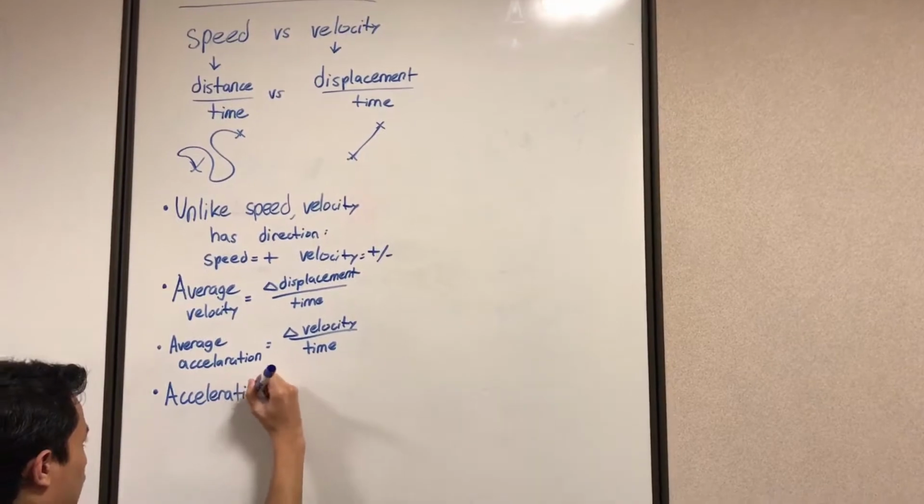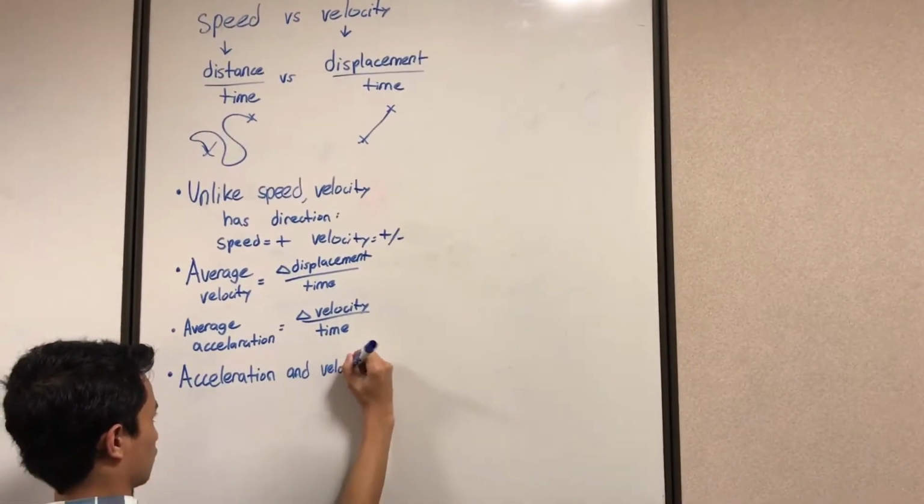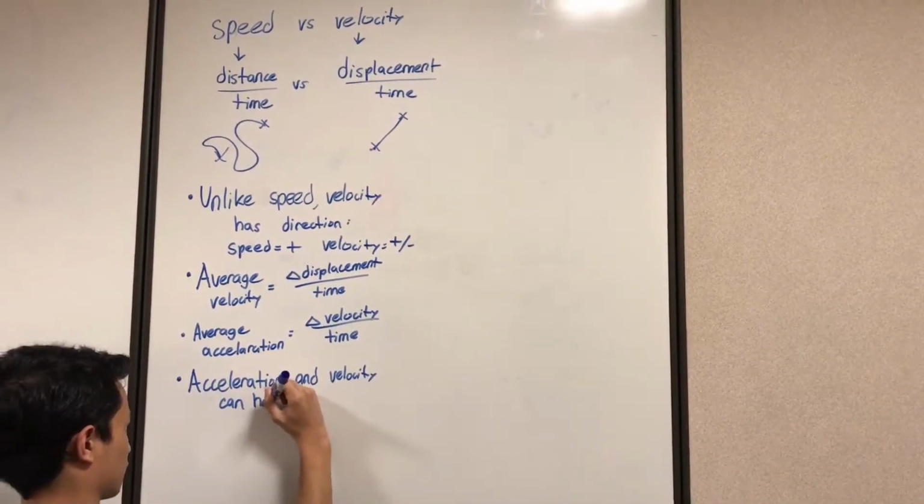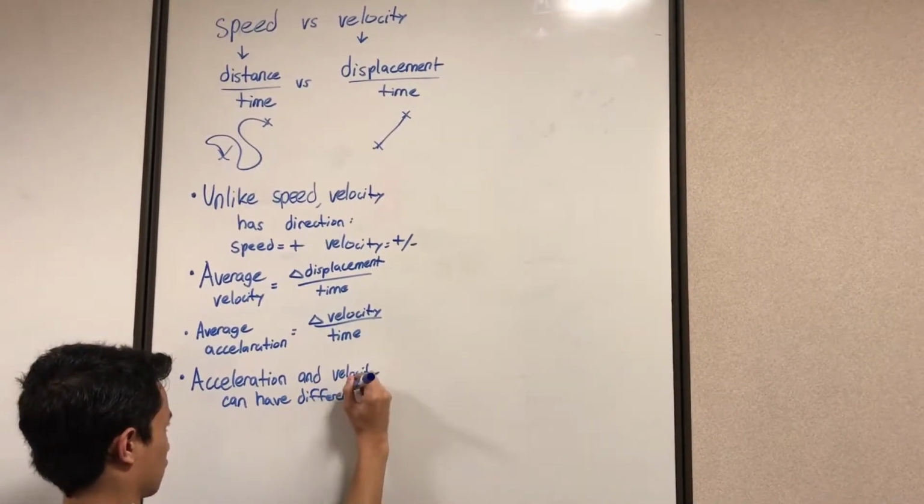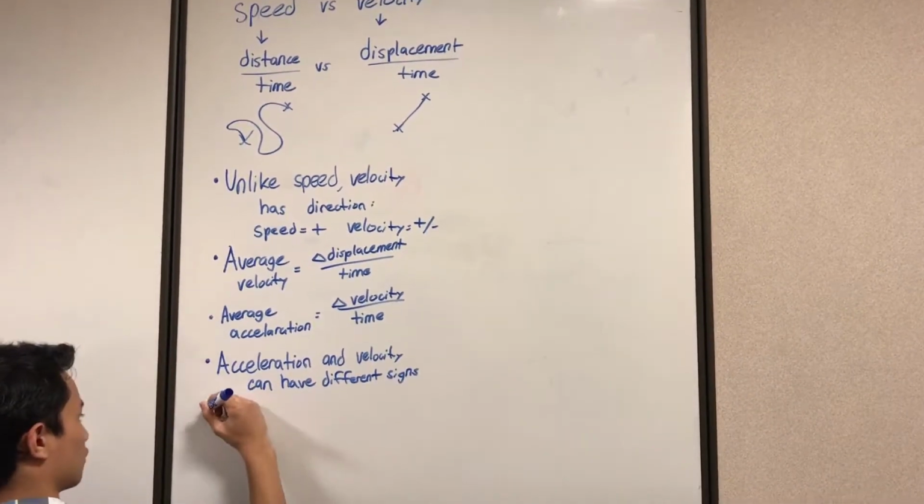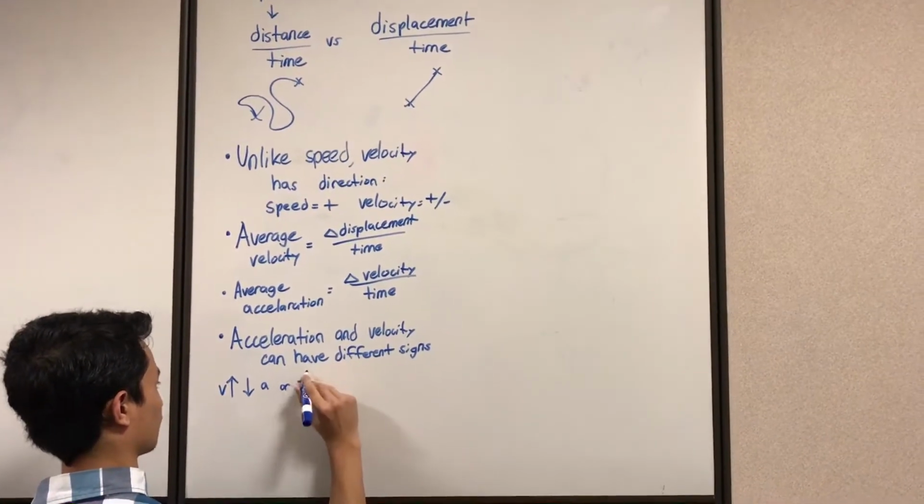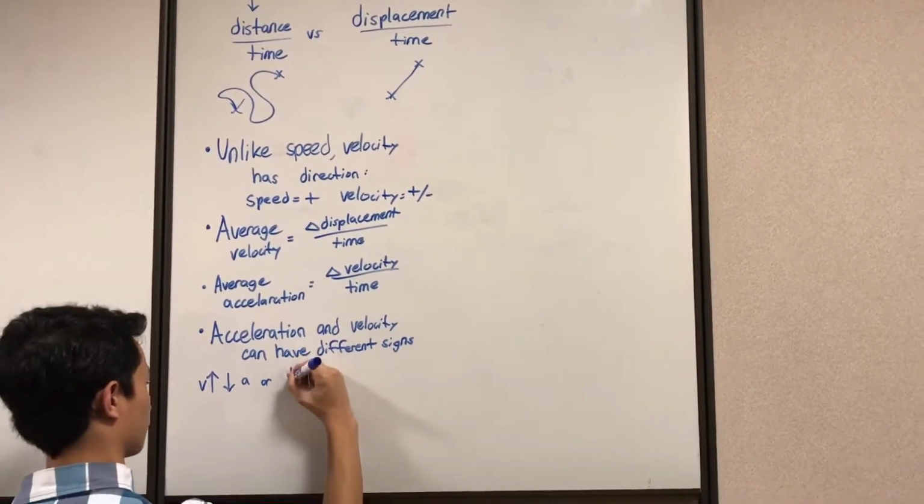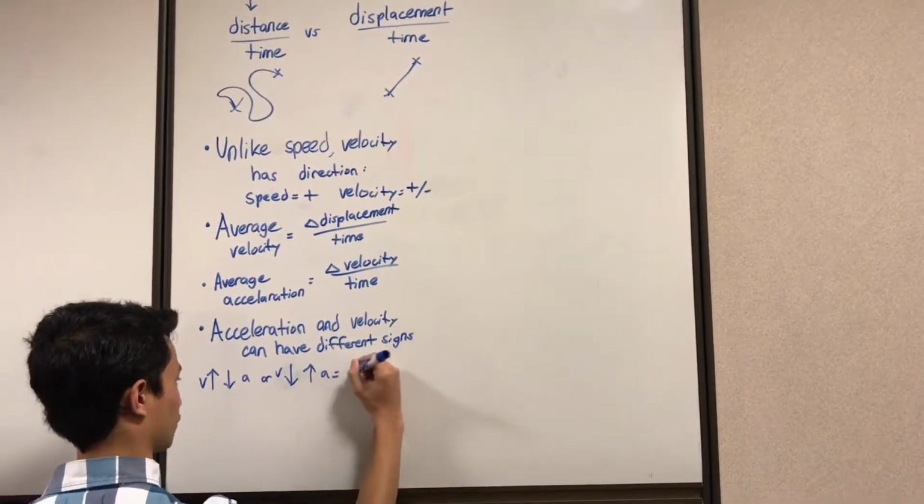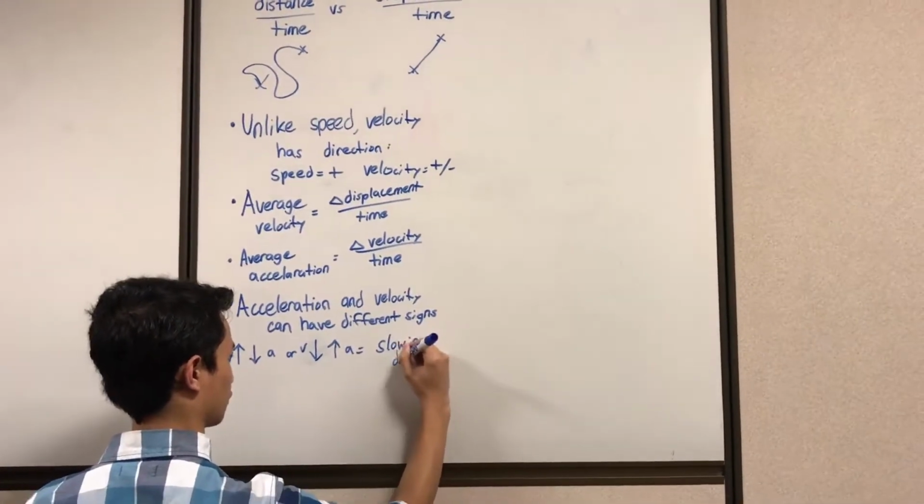Now, acceleration also accounts for direction, so the signs for both velocity and acceleration can be different, or they can be the same, and it determines whether or not the object is speeding up or slowing down. So if acceleration and velocity have the same sign, say they're both positive, then the object is speeding up, but if one is negative and the other positive, or they're different, then the object is slowing down.